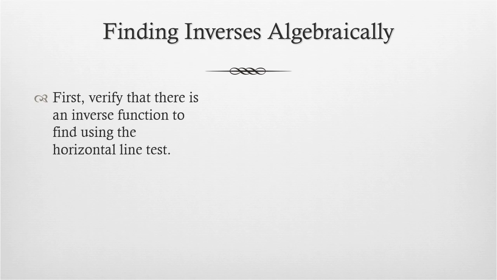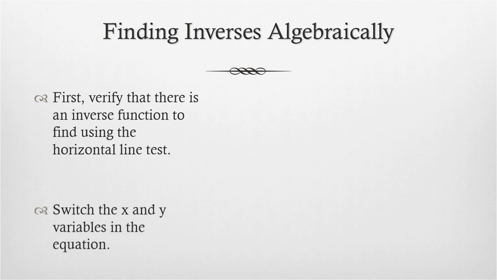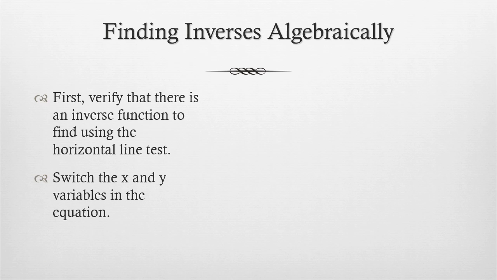Okay, to find inverses algebraically, first of all, you need to verify that there is an inverse function to find using the horizontal line test. Then all you do is you switch x and y, and you solve for y. Now, I'm going to show you an example, and this is probably as complicated as they're going to get. So in a sense, we're starting with the hard ones, and the rest should be easier.